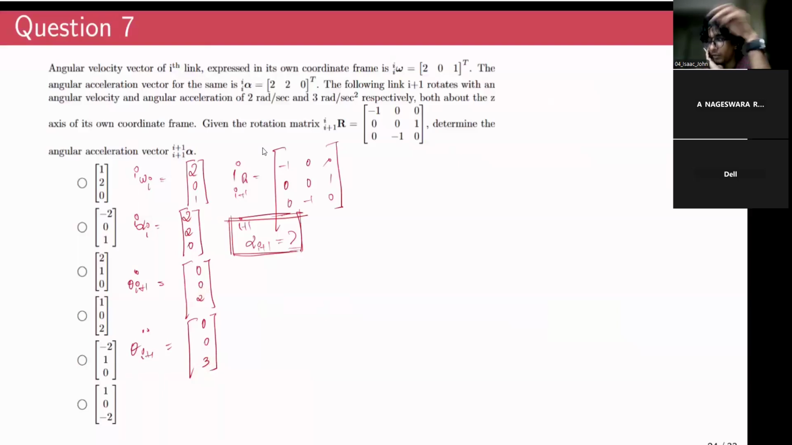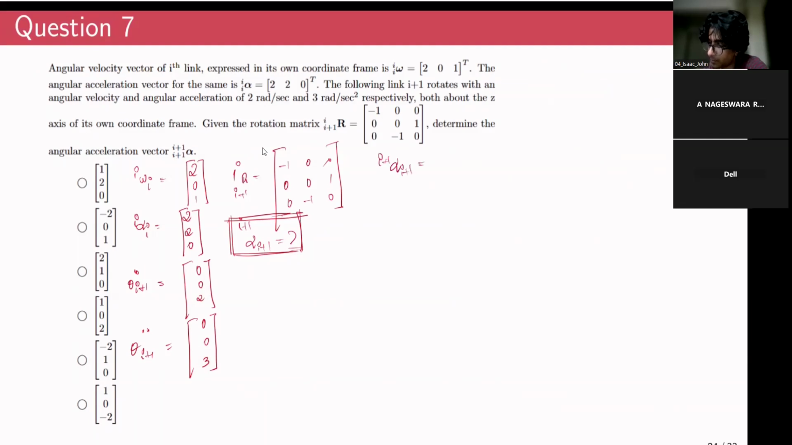Right? So again, we have to do the recursive relations in that case. So how do we proceed? How do we obtain the recursive relations? So what exactly was the recursive relation? I believe the recursive relation was I plus 1 alpha I plus 1.